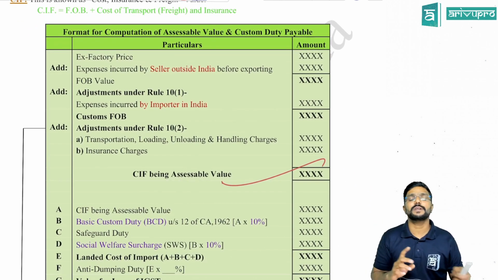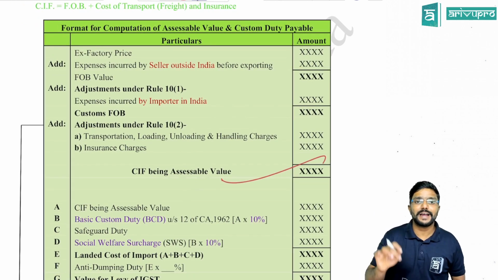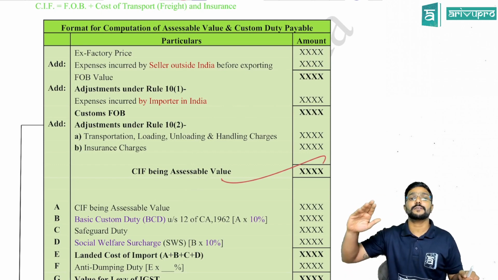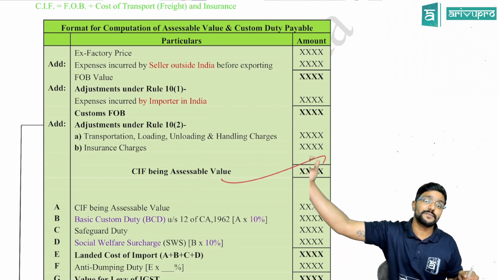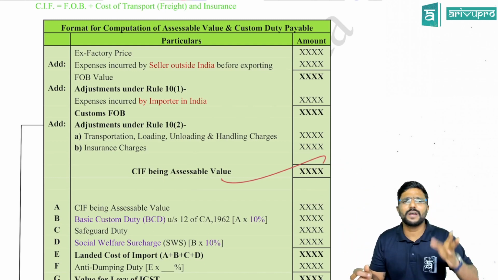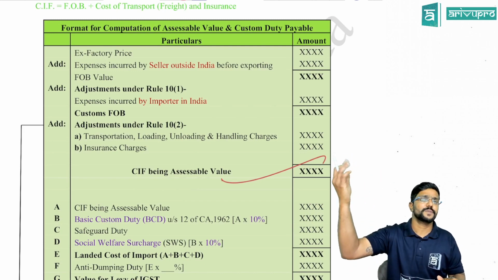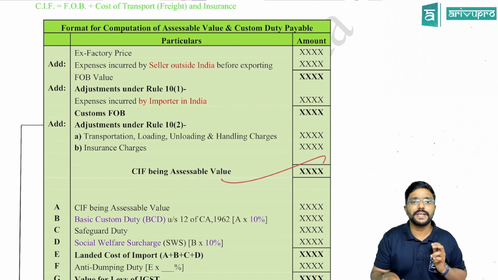The calculation part covered for you is only import duty calculation. So first, we will take the ex-factory price. That is the price of the goods at the seller's factory. When the goods are lying in the seller's factory in the foreign country, what was the value of the goods? Then the seller would have incurred some expenses in that country to bring the goods from his factory to the port. We will add it. Then we get FOB value.